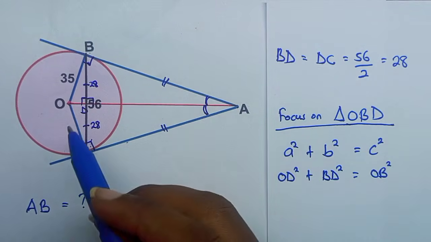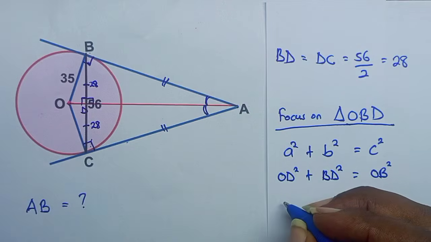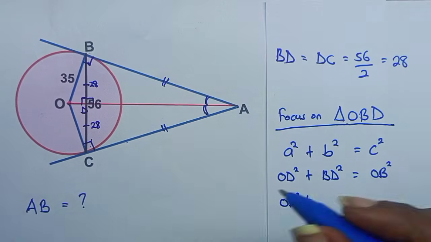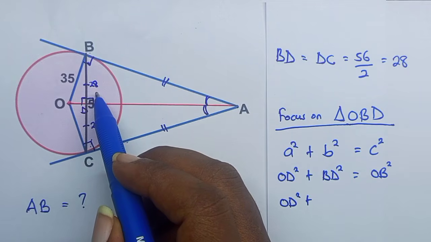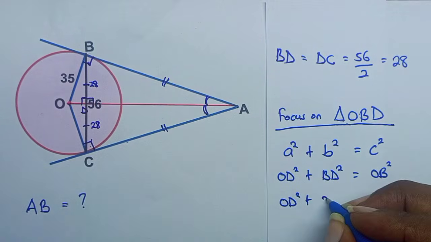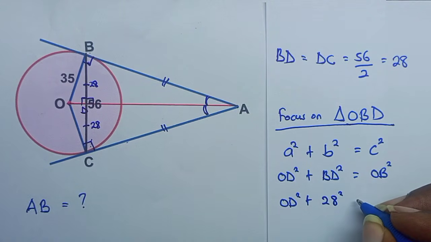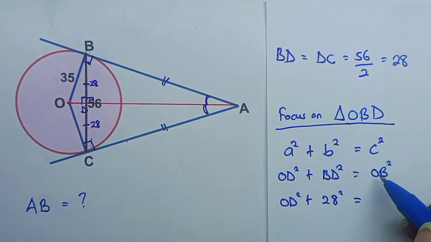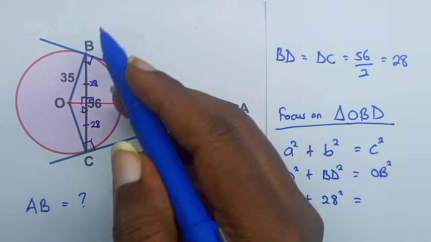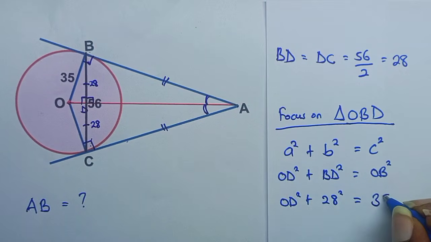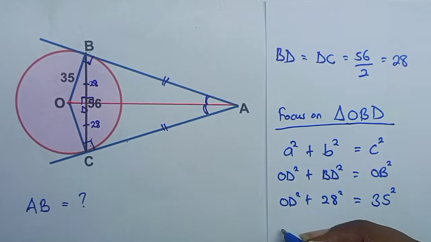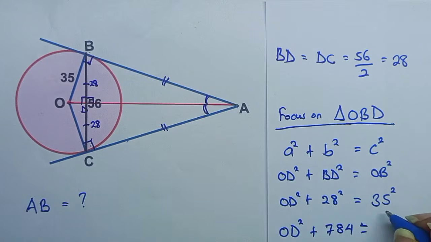Now OD we don't have. So OD squared plus our BD, which we have just established as 28, so plus 28 squared, is equal to our OB, which is the radius, which is 35. So 35 squared. So OD squared plus 28 squared gives us 784. This is equal to 35 squared, which gives us 1225.